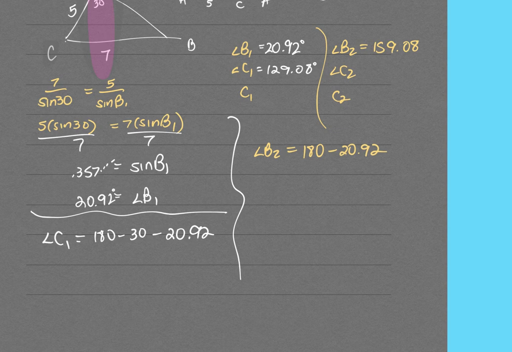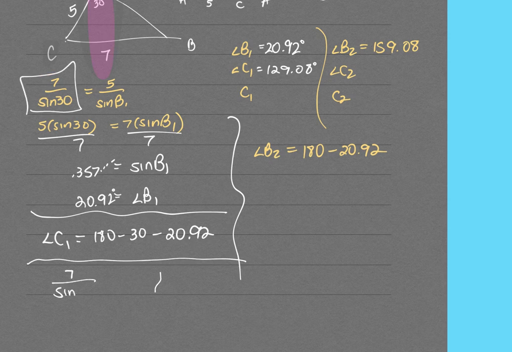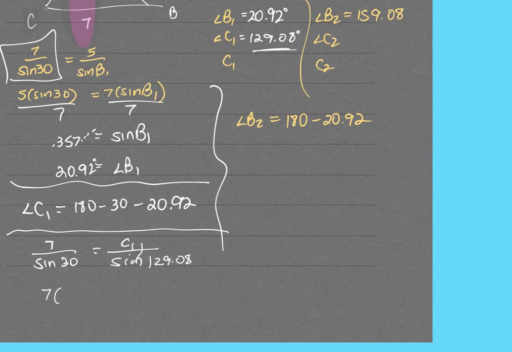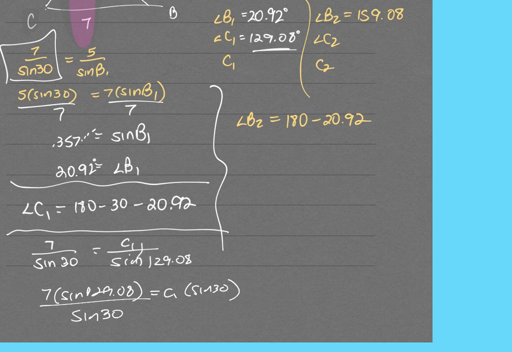And then the last thing I have to find from the first triangle is side C1. So I'm still using the A because that I know. 7 over the sine of 30 equals C1 over the sine of angle C1, which is 129.08. Now we cross multiply, 7 times the sine of 129.08, and then divide by sine of 30. So C1 is 6.80.